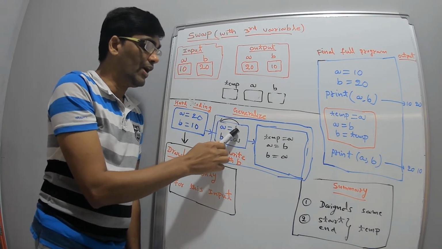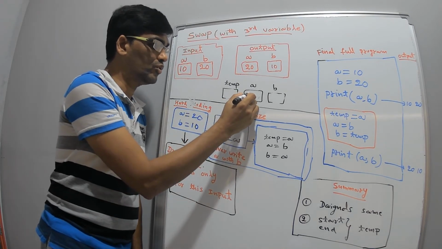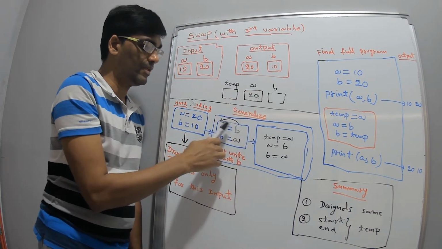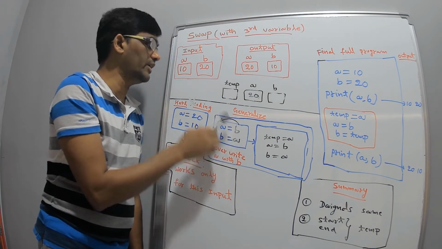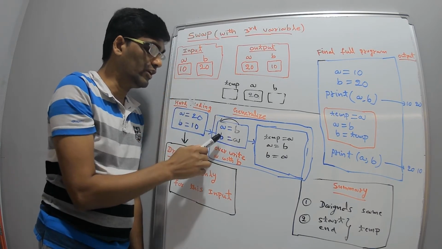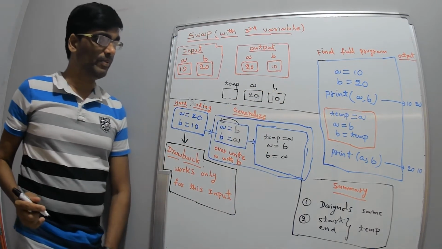Now b value is how much? 20. 20 will come and be stored in a. b is equal to a means the a value will come and be stored in b. Currently the a value is 10, so 10 will come and be stored in b.